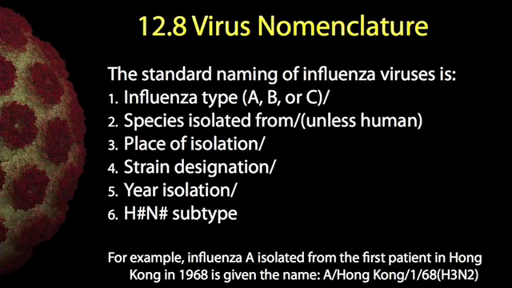So to give you an example, an influenza A isolated from the first patient in Hong Kong in 1968 is given the name A/Hong Kong/1/68, because it's the first strain that was isolated. 68's the year, and H3N2 is the type of hemagglutinin and neuraminidase in it. Okay, so that tells you a little bit about that particular strain. And so that's the scientific naming for influenza viruses.